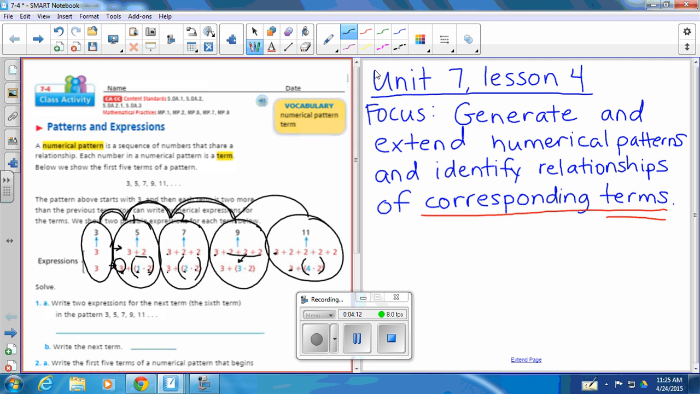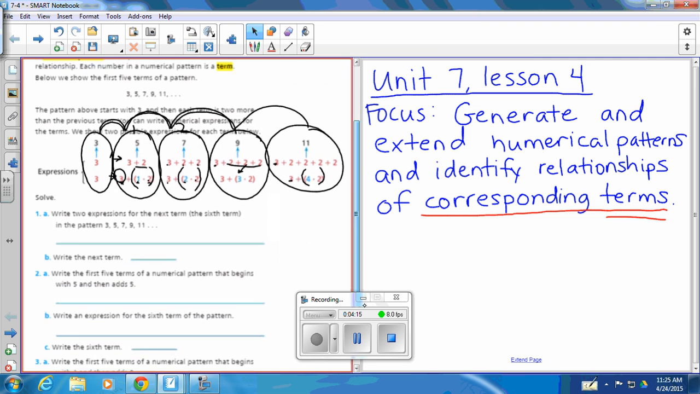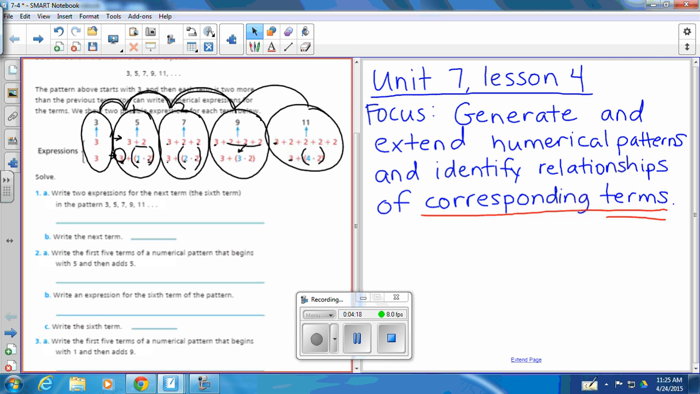Let's look at number 1. Let me scroll down a bit so we can see it a little better. It says write 2 expressions for the next term, the 6th term in the pattern. Okay, so here's 5 terms that we have. We want to write the 6th term. Okay, so if we think about it, we add 2, add 2, add 2, add 2, add 2. How many times did we add 2? 3, 4, 5. Okay, so we took our original number, our starting term, and we added 2 5 times.